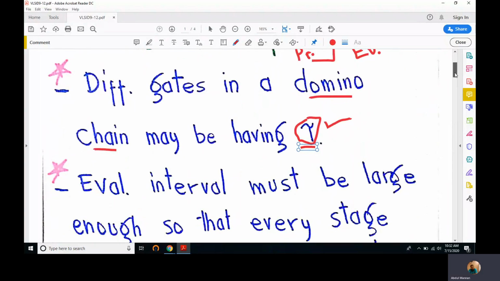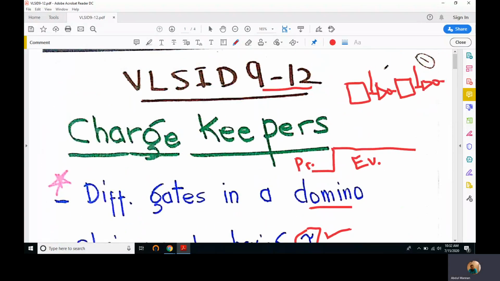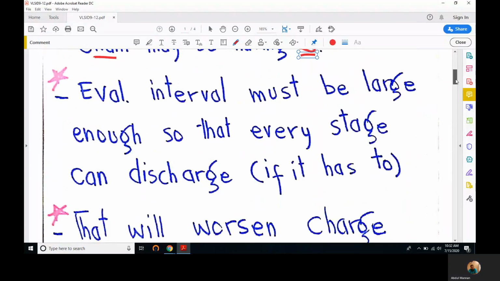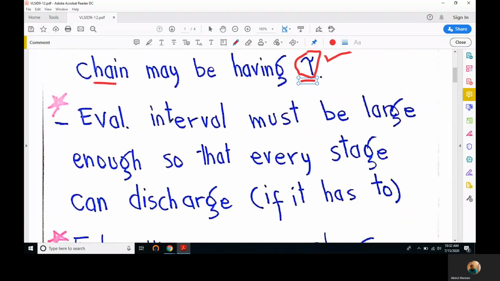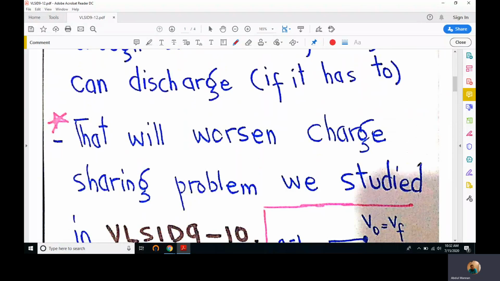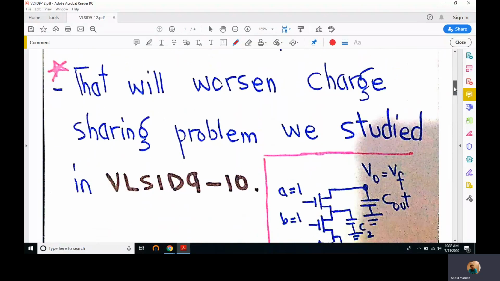So how can we address this problem? How can we keep them from charge sharing and charge leakage if we have to have a longer evaluate interval? Let's see how we do that. The evaluate interval must be large enough so that every stage can discharge. This is part of our recap. That will worsen the charge sharing problem. We studied this two lectures before.